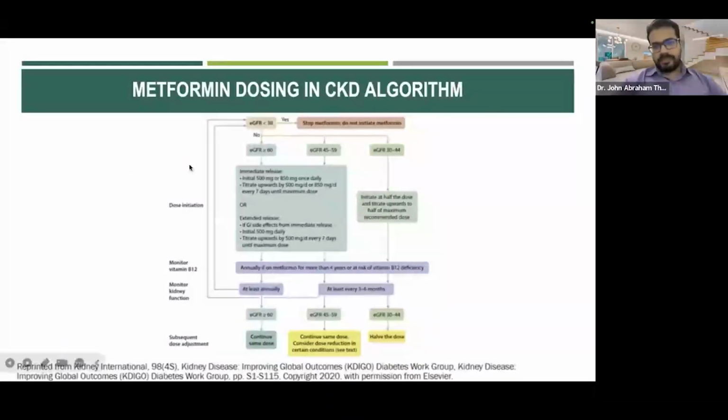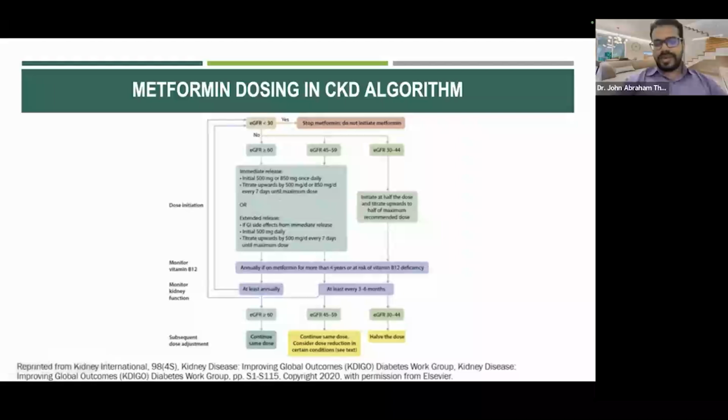So the algorithm proposed in CKD with diabetes for metformin dosing is as follows. eGFR less than 30? You should not use metformin. If the patient is already on metformin, you need to stop metformin. If the eGFR is more than 60, you give immediate release preparation. Initially, you start with 500 milligram with the evening dose or 850 once daily. After a week, you can increase the dose again by 500 milligram until the maximum dose.